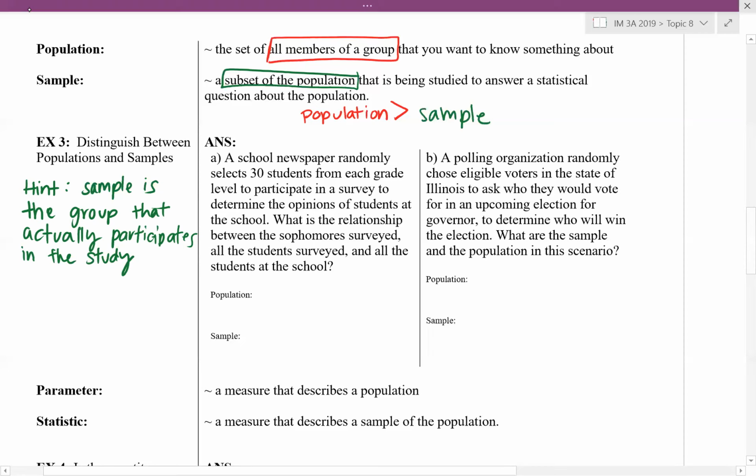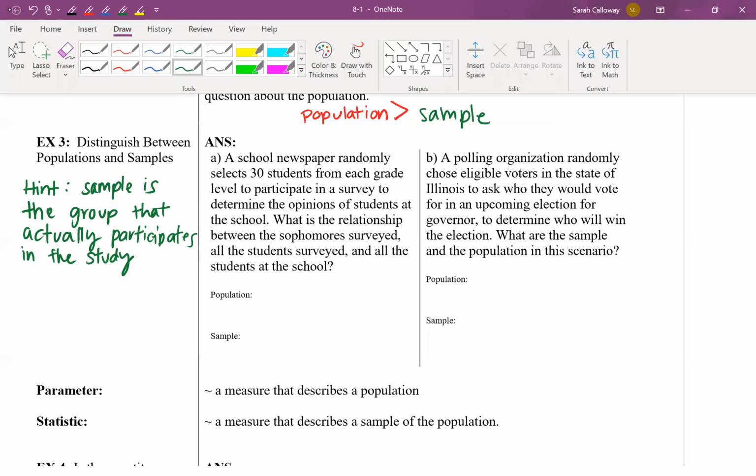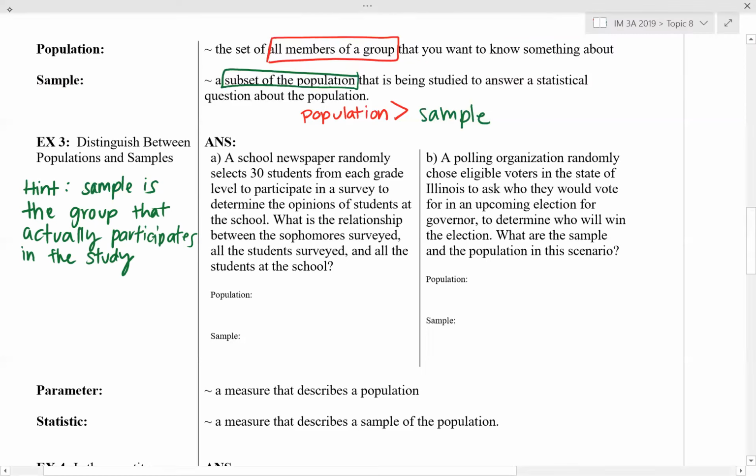So in each of these situations, there's going to be a population and a sample. So looking at this, we have a school newspaper that randomly selects 30 students from each grade level to participate in a survey to determine the opinion of students at the school. And so they want us to categorize 3 different groups. They want us to categorize the sophomores that are surveyed, all the students that are surveyed, and the students at the school. So remember that the largest group is the population. So if I think about that, that means that all the students at the school is the population.